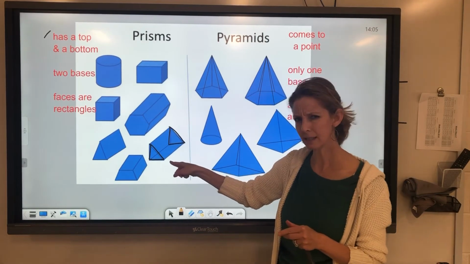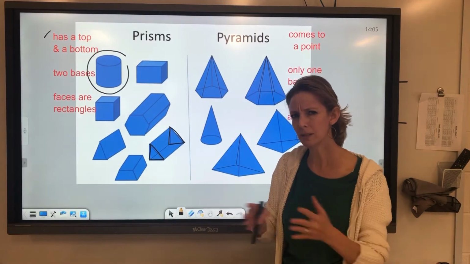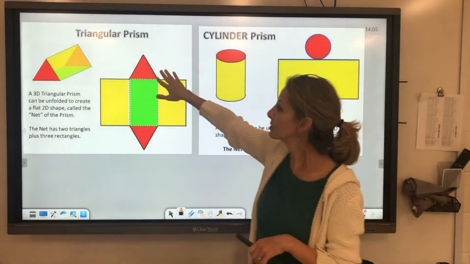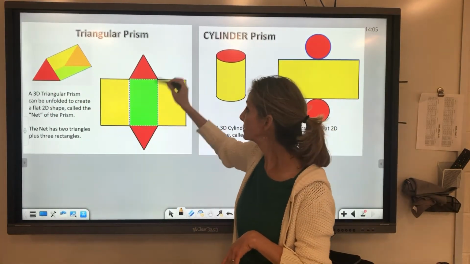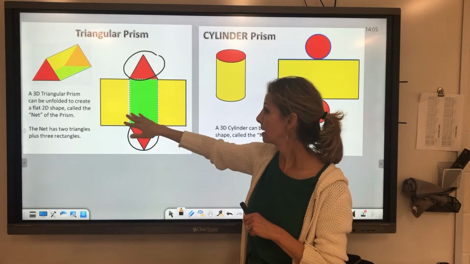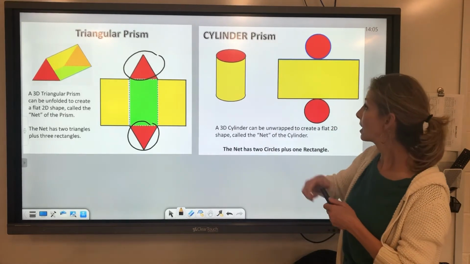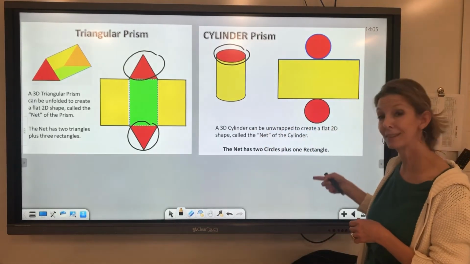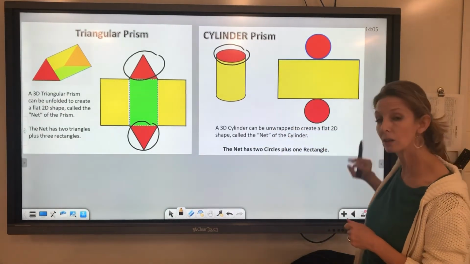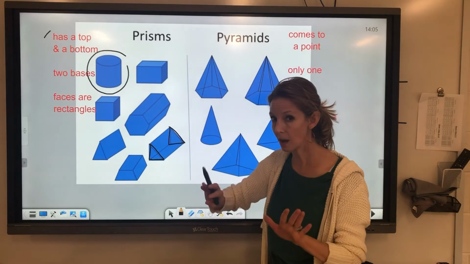You might say, well, I don't quite see that. Same thing here with the cylinder. You say, well, the top and bottom are circles, but how is the other part of it a rectangle? Let me show you. Here's a triangular prism, right? We obviously see the two triangles. Those are the bases, but all the other pieces are rectangles if I were to unfold this. Same thing with a cylinder. The top and the bottom are obviously circles, but if I were to unwrap it, this yellow section right here is a large rectangle. So again, with a prism, all the faces, except for the top and bottom, are rectangles.